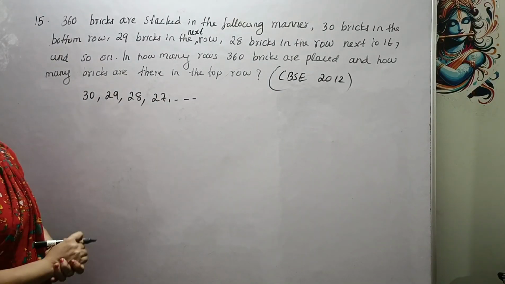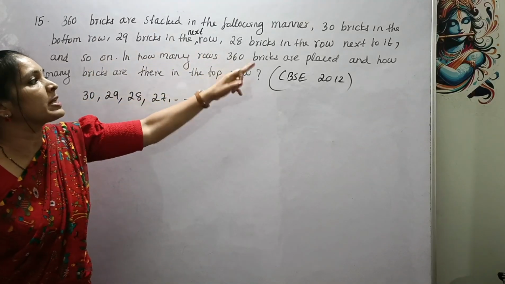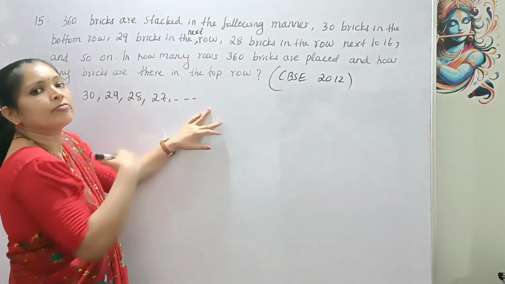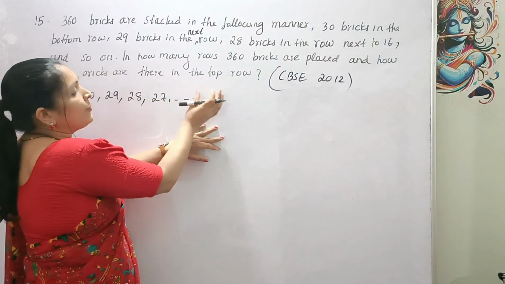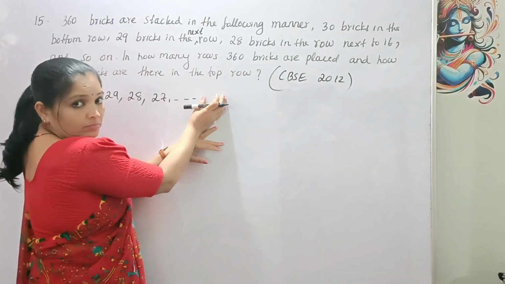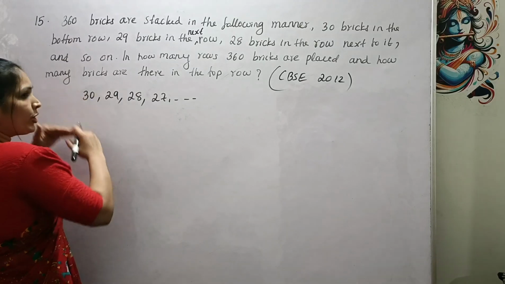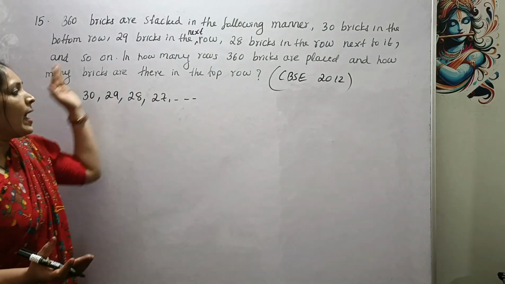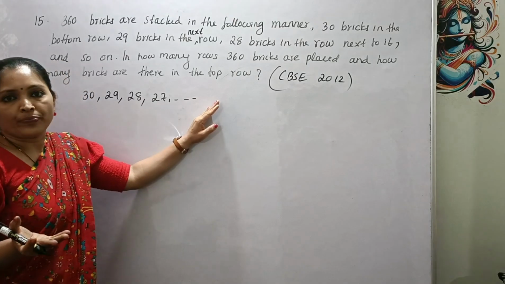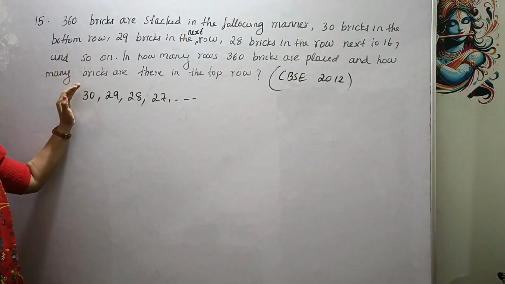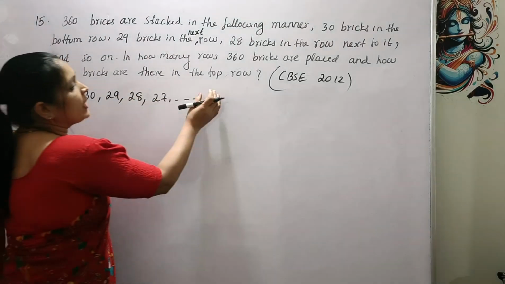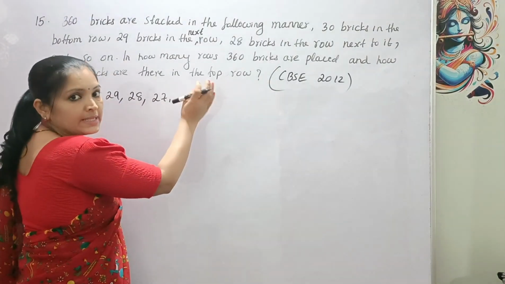So what we have to find? In how many rows 360 bricks are placed? Means here we have to find the value of n, right? And we have to find how many bricks are there in the top row. Here we will consider the bottom row as the first term, and we have to find the last term, that is the nth term, which is the top row. So here we have to find what is the nth term, that is the last term.